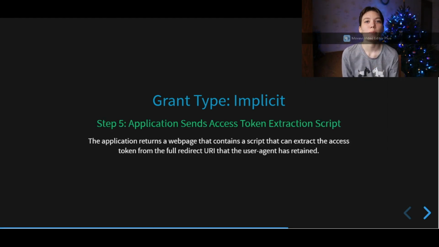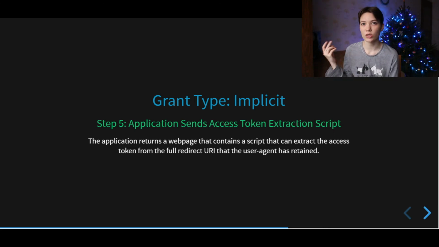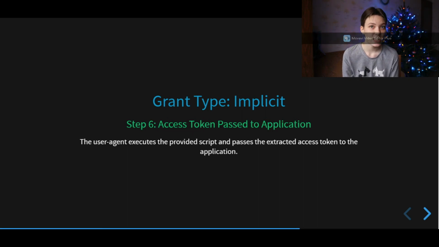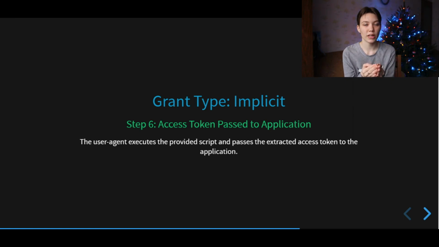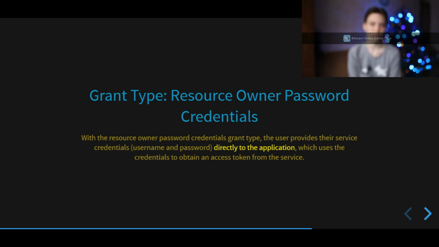Step 5. Application sends access token extraction script. The application returns a web page that contains a script that can extract the access token from the full redirect URI that the user agent has returned. Step 6. Access token passing to application. The user agent executes the provided script and passes the extracted access token to the application, and now the application is authorized.